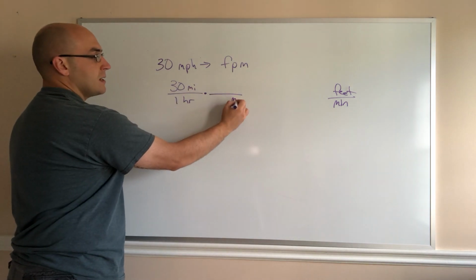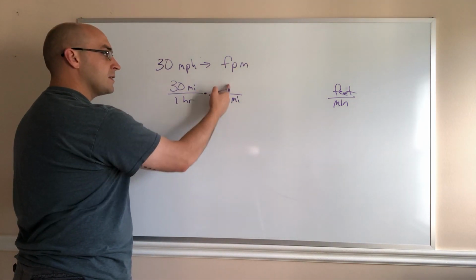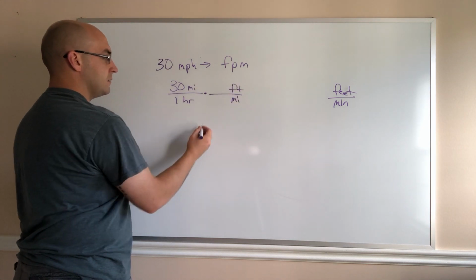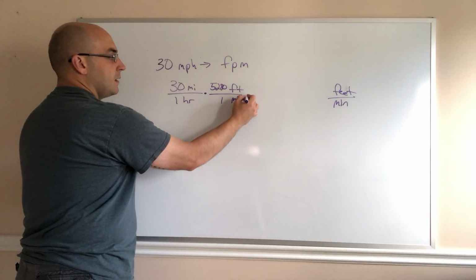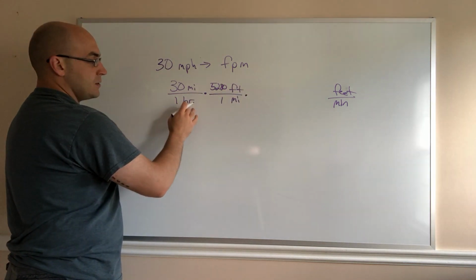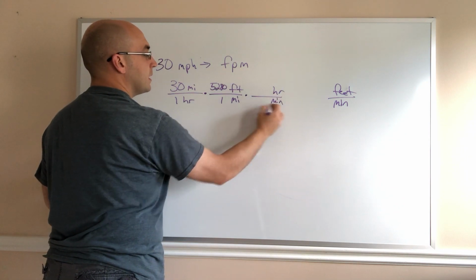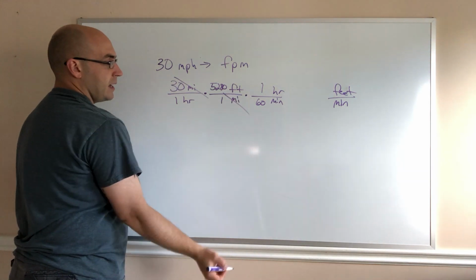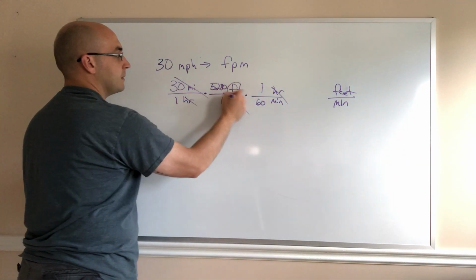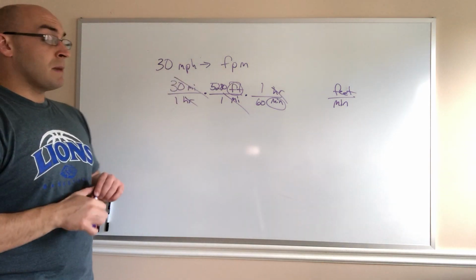So if miles starts on top, I'm just gonna go ahead and alternate. Miles is gonna go on the bottom now. And the next conversion down would be feet. So that's 5,280 feet over 1 mile. Now I've got to feet, so I have to change time. So hours will go on top, minutes will go on the bottom. That's 1 hour to 60 minutes. And we cross out what we don't need. Miles over miles, hours over hours, and I'm left with feet over minutes, which is what I wanted in the first place. Keep in mind something.